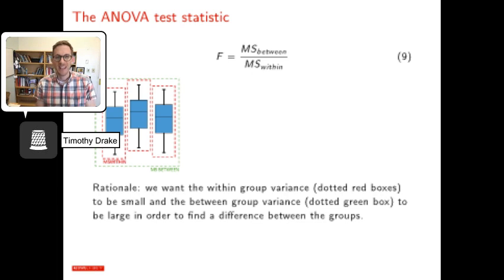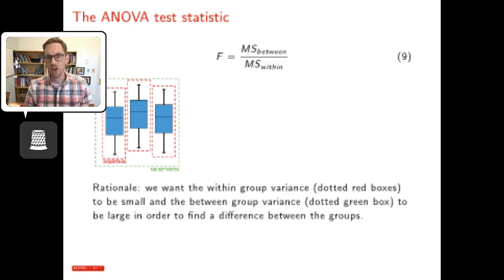All right, the F statistic, the formula is that we're going to look at what's called the MS between, or the mean squares between, divided by the mean squares within. And the rationale, and I've tried to explain it with the box and whisker plots, and I've created another visual here, but the idea is we want the within group variance to be small and the between group variance to be large if we want to find differences between groups. So we're going to compare that red variance, each of the within group, to the overall between group, or the green, the MS between.